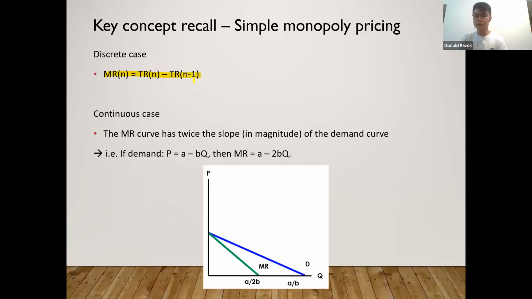Whereas in the continuous case, where quantities are perfectly divisible, then we'll have something as follows. The marginal revenue curve has twice the slope of the demand curve. So if demand is in the form P equals to A minus BQ, then marginal revenue is A minus 2BQ, right? We multiply the slope in front of Q by 2. So this is how we can derive the marginal revenue.